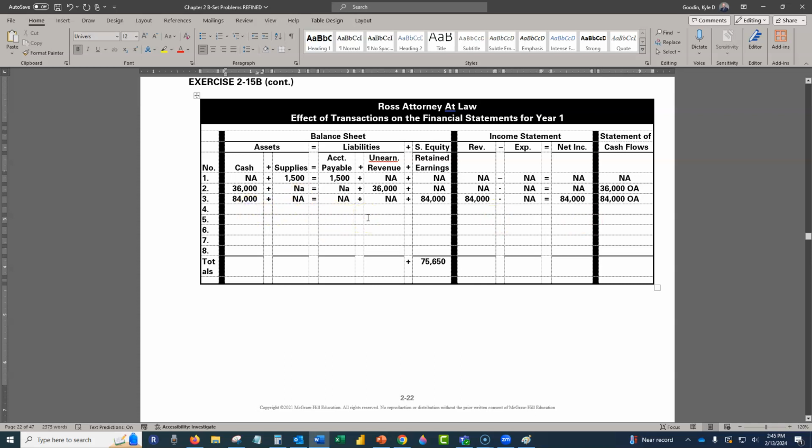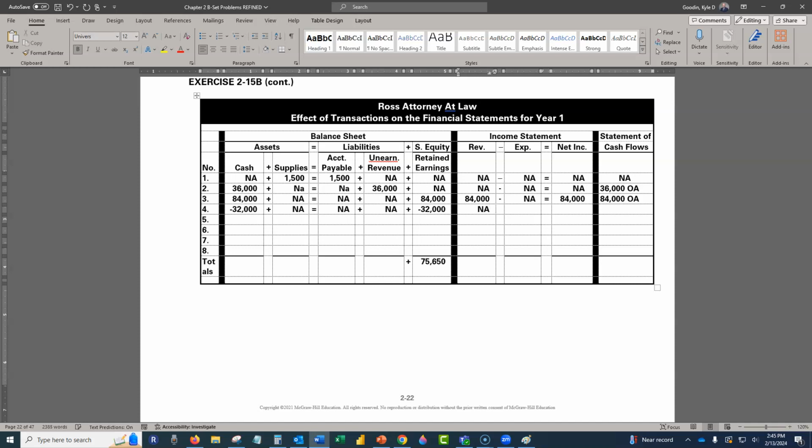So number 4 tells us that we paid cash for operating expenses in the amount of $32,000. This one's easy. We can already figure out our cash flow there, right? So negative $32,000 is our cash. No impact to supplies, no impact to accounts payable, no impact to unearned revenue, but it will have a negative $32,000 impact to your retained earnings because an increase in an expense is a decrease in retained earnings.